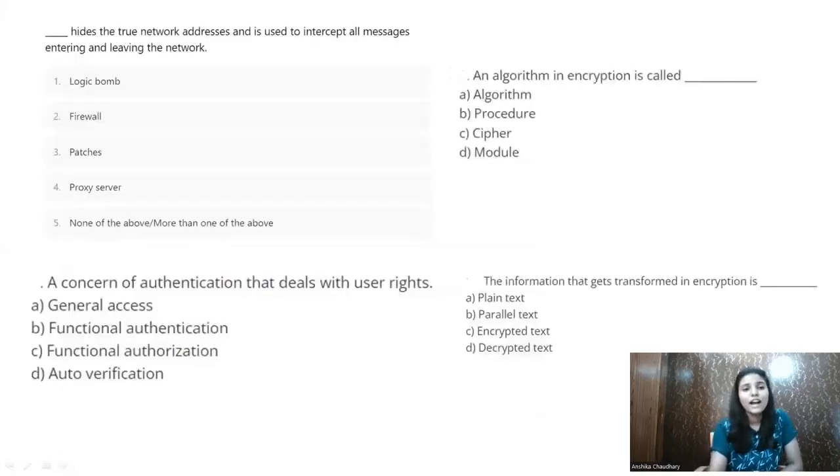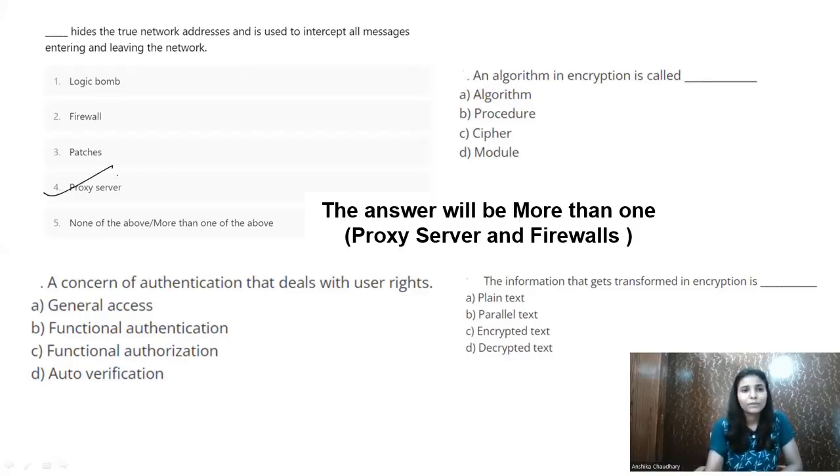Next question is, what hides the true network address and is used to intercept all messages entering and leaving the network? So it is proxy server. Proxy server hides the true network addresses and is used to intercept all messages entering and leaving the network.